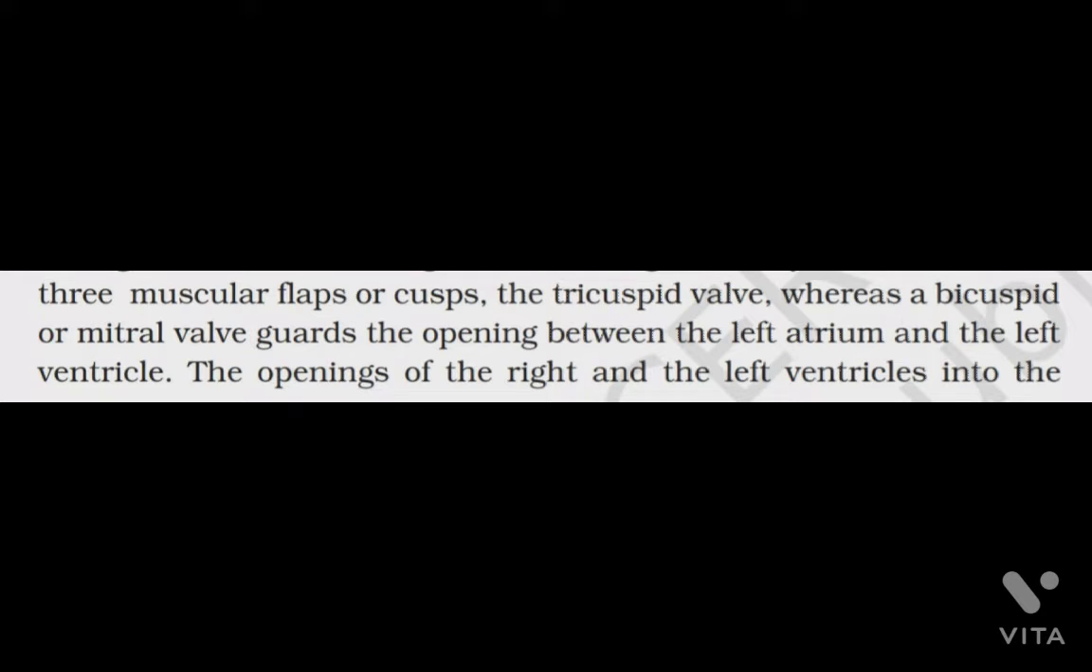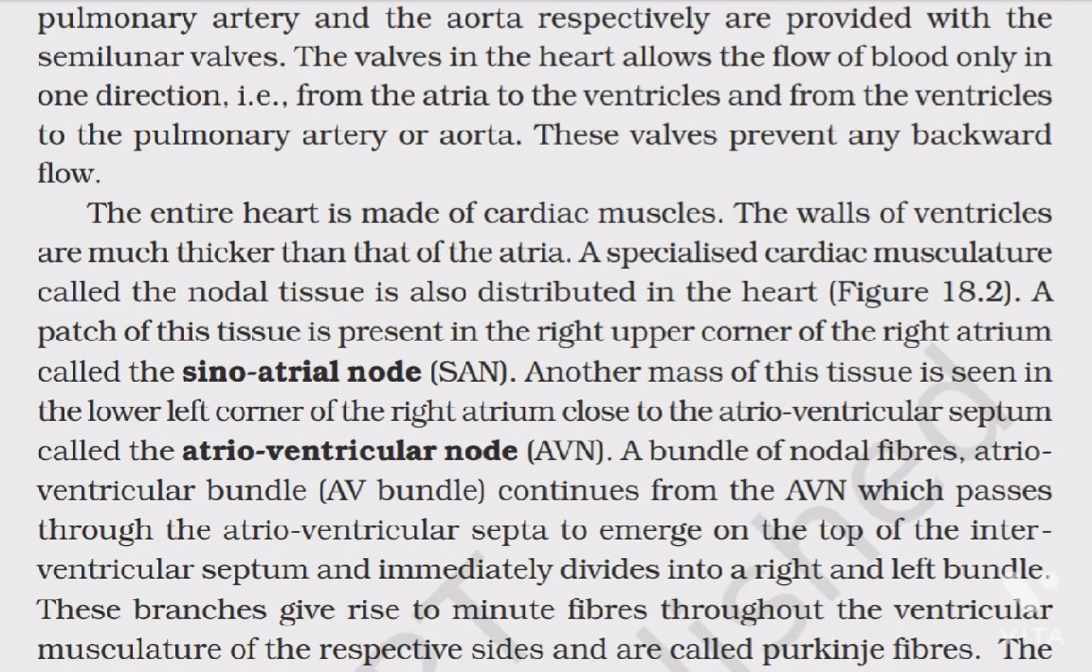The openings of the right and the left ventricle into the pulmonary artery and the aorta, respectively, are provided with the semilunar valve. The valves in the heart allow the flow of blood only in one direction, that is, from atria to ventricle and from ventricle to the pulmonary artery or aorta. These valves prevent the backward flow. The entire heart is made of cardiac muscles. The walls of ventricles are much thicker than that of the atria.